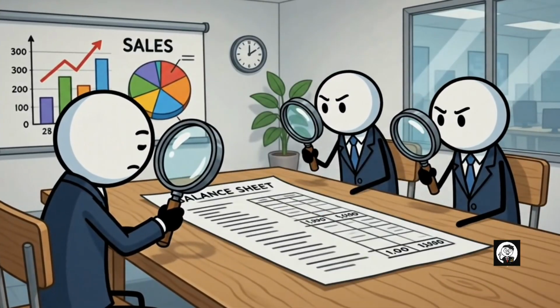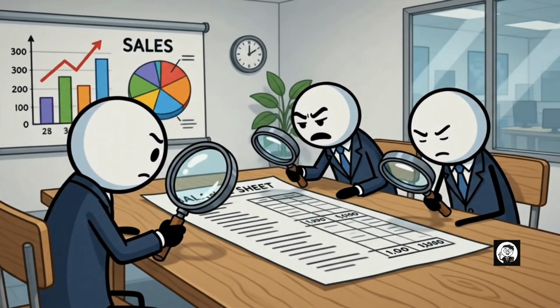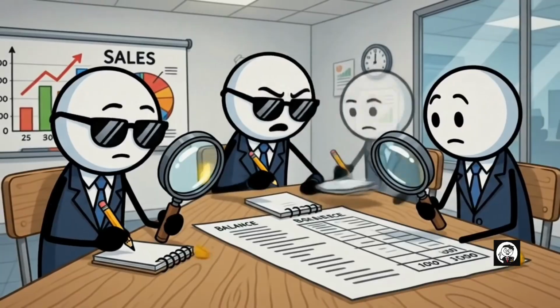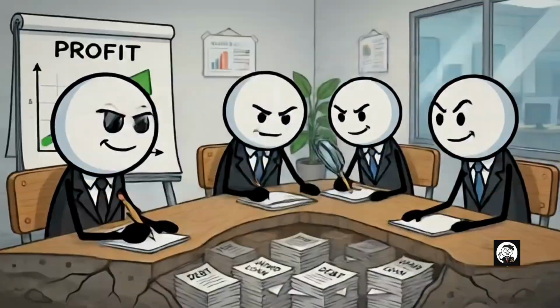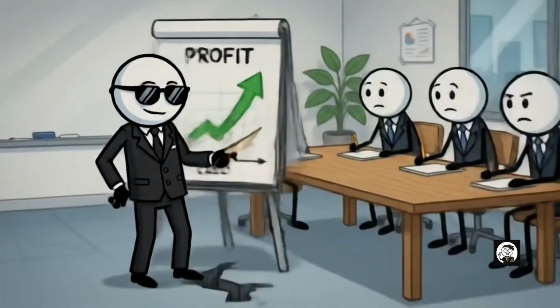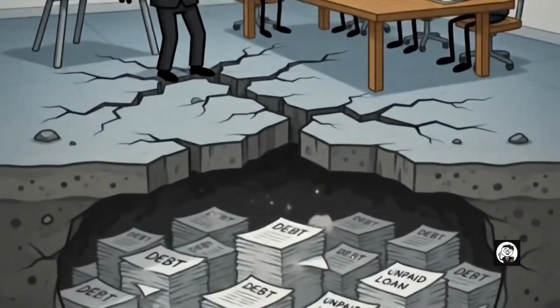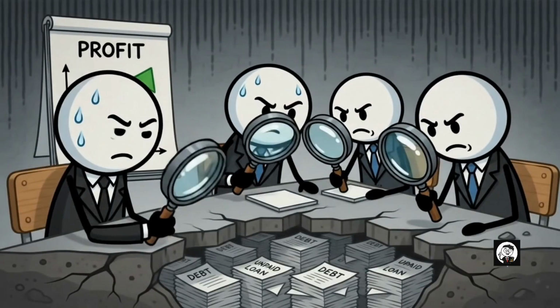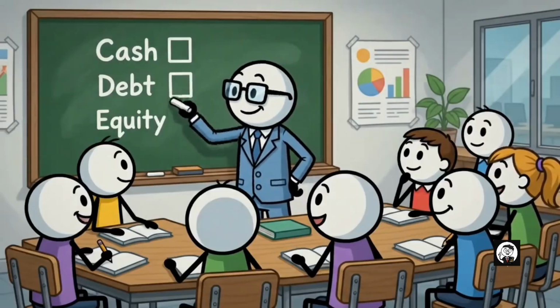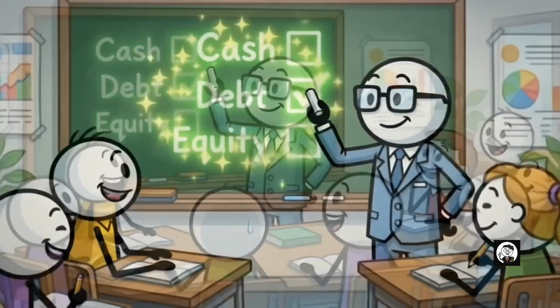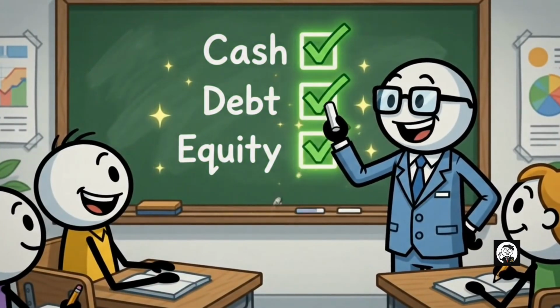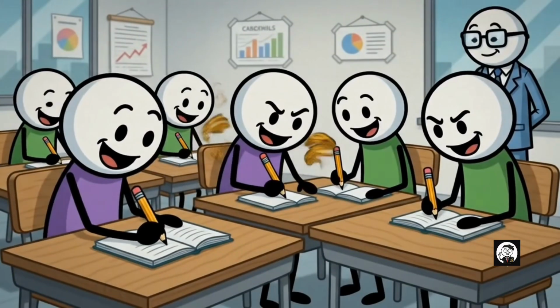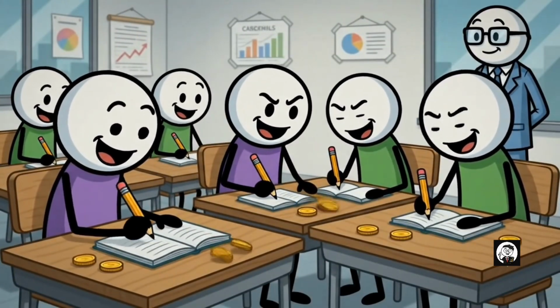Professional investors don't just look at revenue. They first study the balance sheet. Because a company can fake big profits for a while. But a weak balance sheet is much harder to hide. That's why many legendary investors always check debt, cash, and equity first.